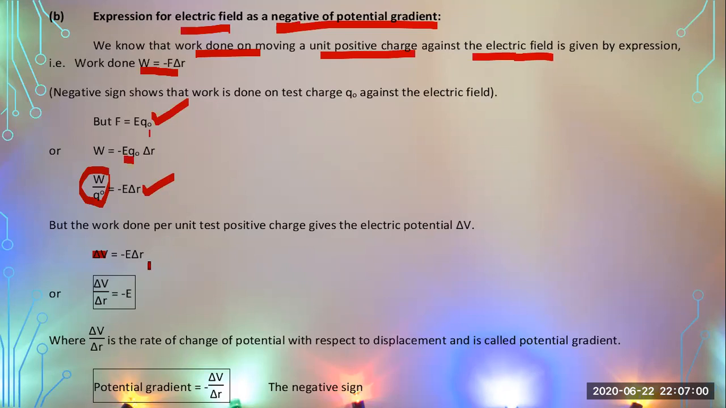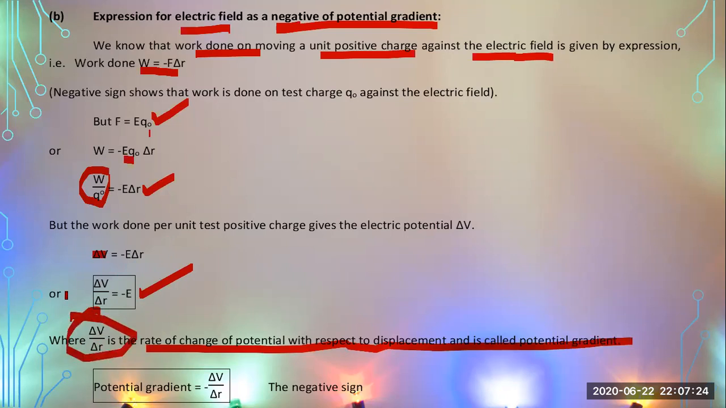If you interchange and divide the electric potential by the displacement, you are basically getting the electric field. So the negative sign, del V over del R, is the rate of change of potential with respect to displacement, and this is basically called the potential gradient. This one is called the potential gradient, the rate of change of potential with respect to displacement.